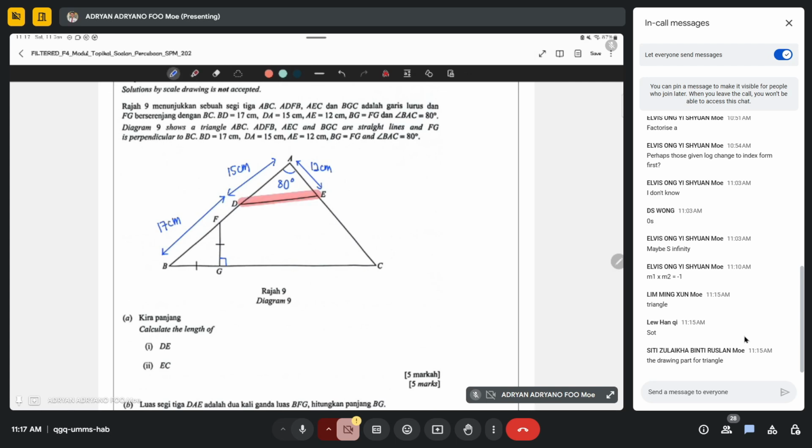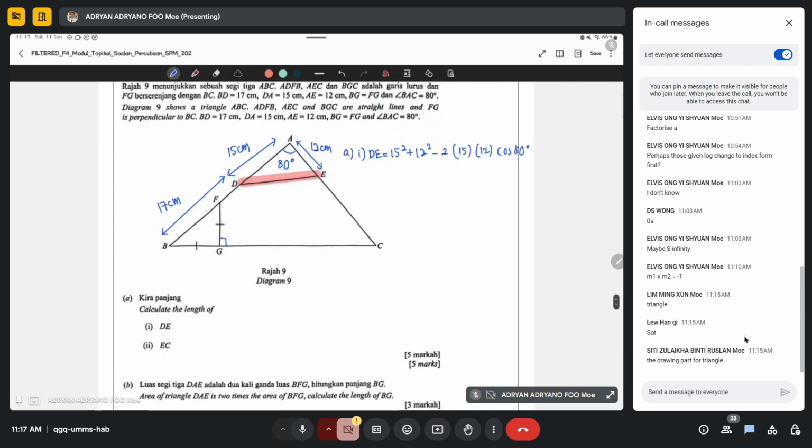What formula can we use? Cosine rule, right? Because we have 15, we have 12, and we have 80, so we can use the cosine rule. For part A, I think no problem for you. 15 squared plus 12 squared minus 2 times 15 times 12 times cos 80 will equal DE squared. Then you found your answer.